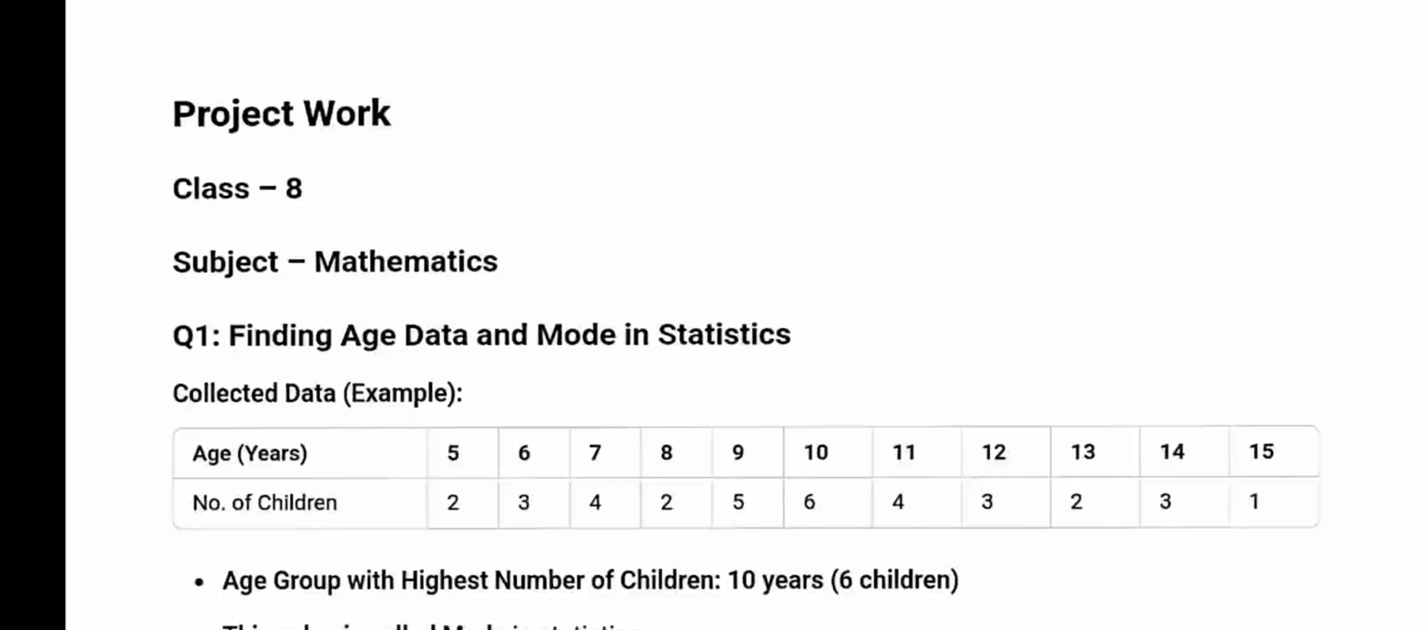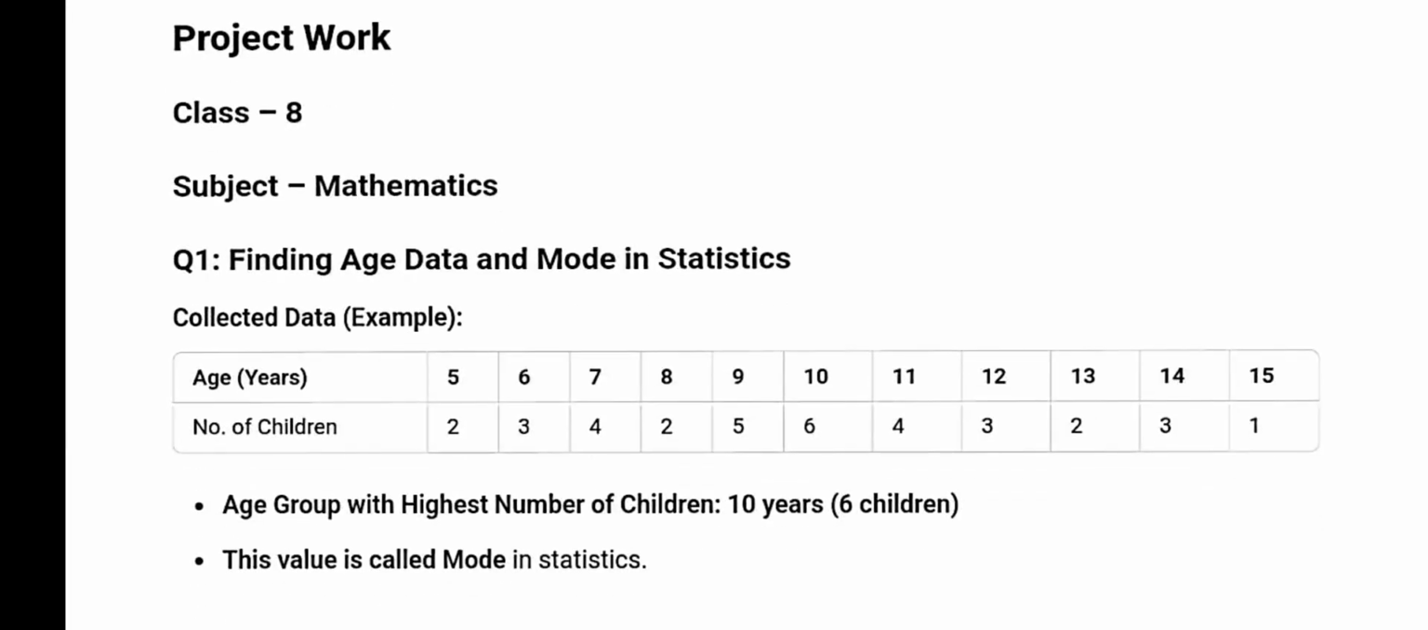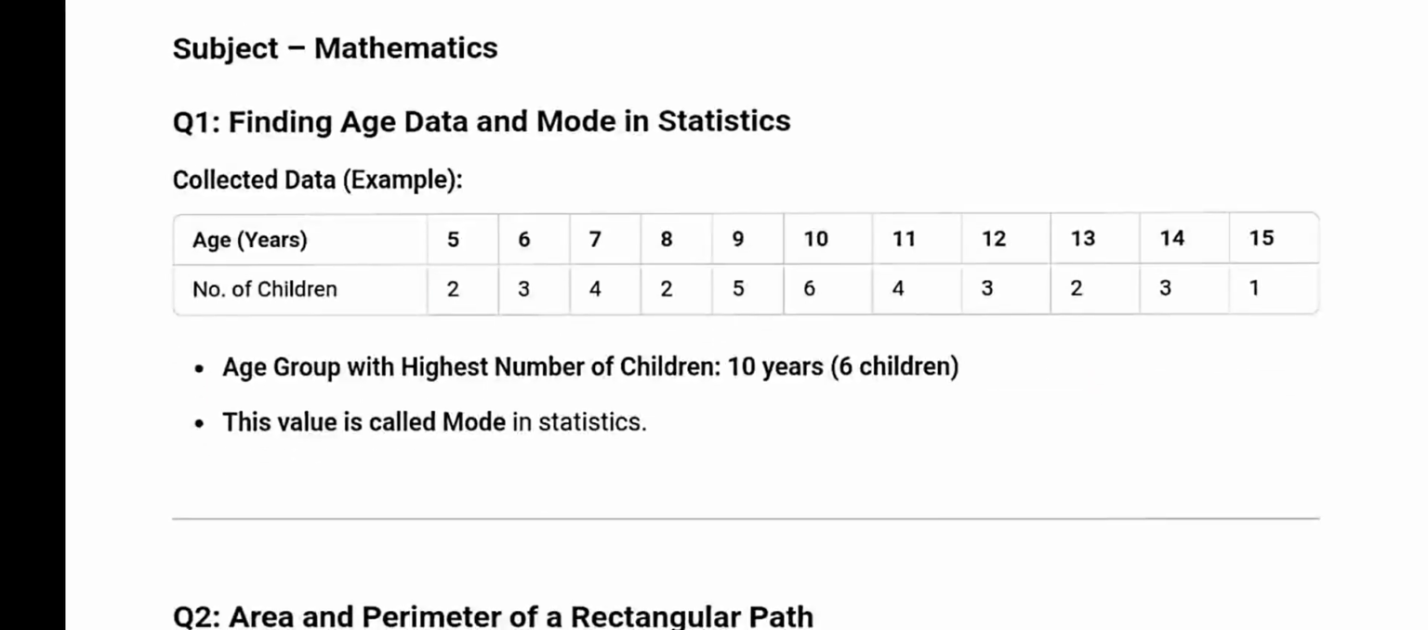Project Work, Class 8, Subject Mathematics. Q1. Finding age data and mode in statistics from collected data. Example: Age in years and number of children: 5 to 6 is 3, 7 is 4, 8 to 9 is 5, 10 is 6, 11 is 4, 12 is 3, 13 to 14 is 3, 15 is 1. The age group with the highest number of children is 10 years, with 6 children. This value is called the mode in statistics.